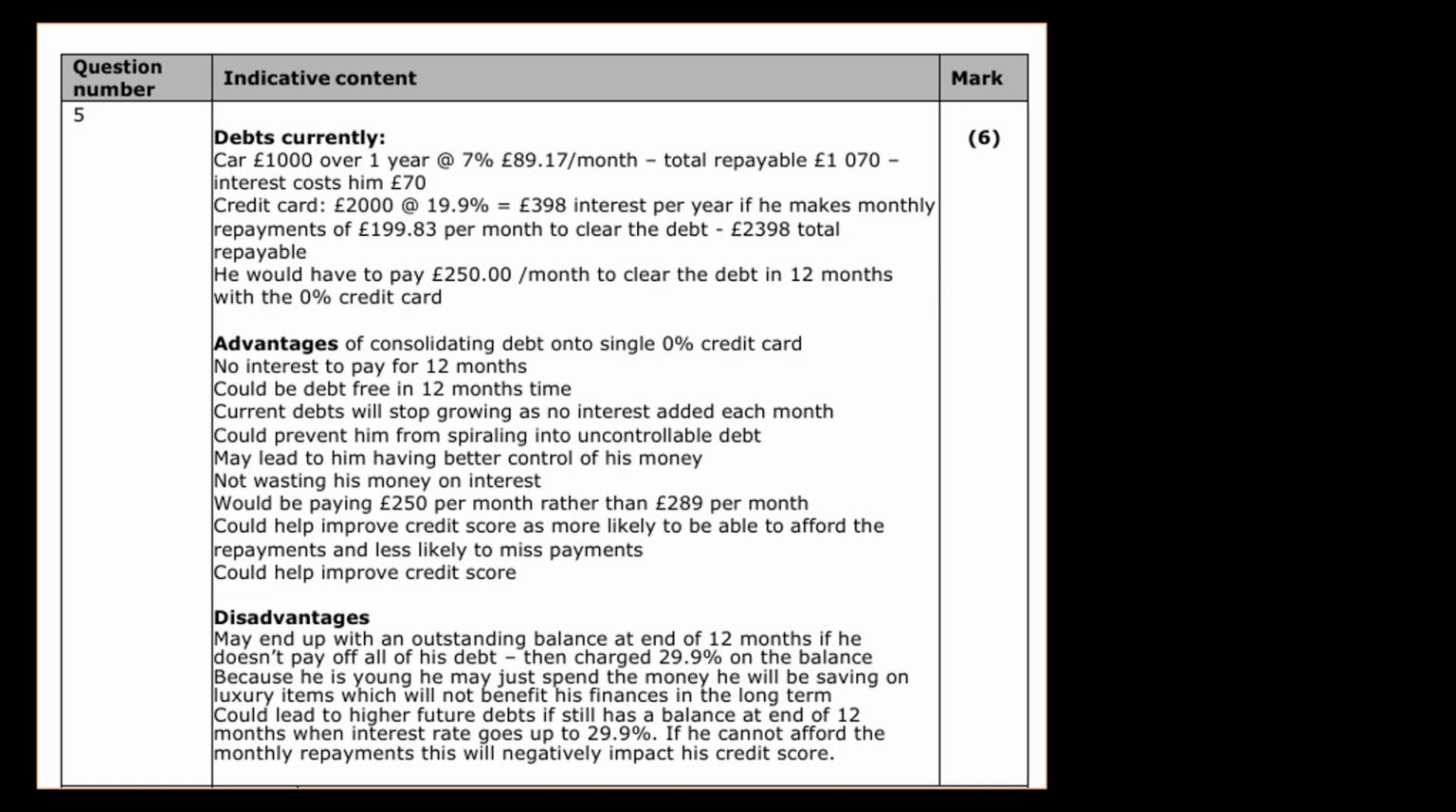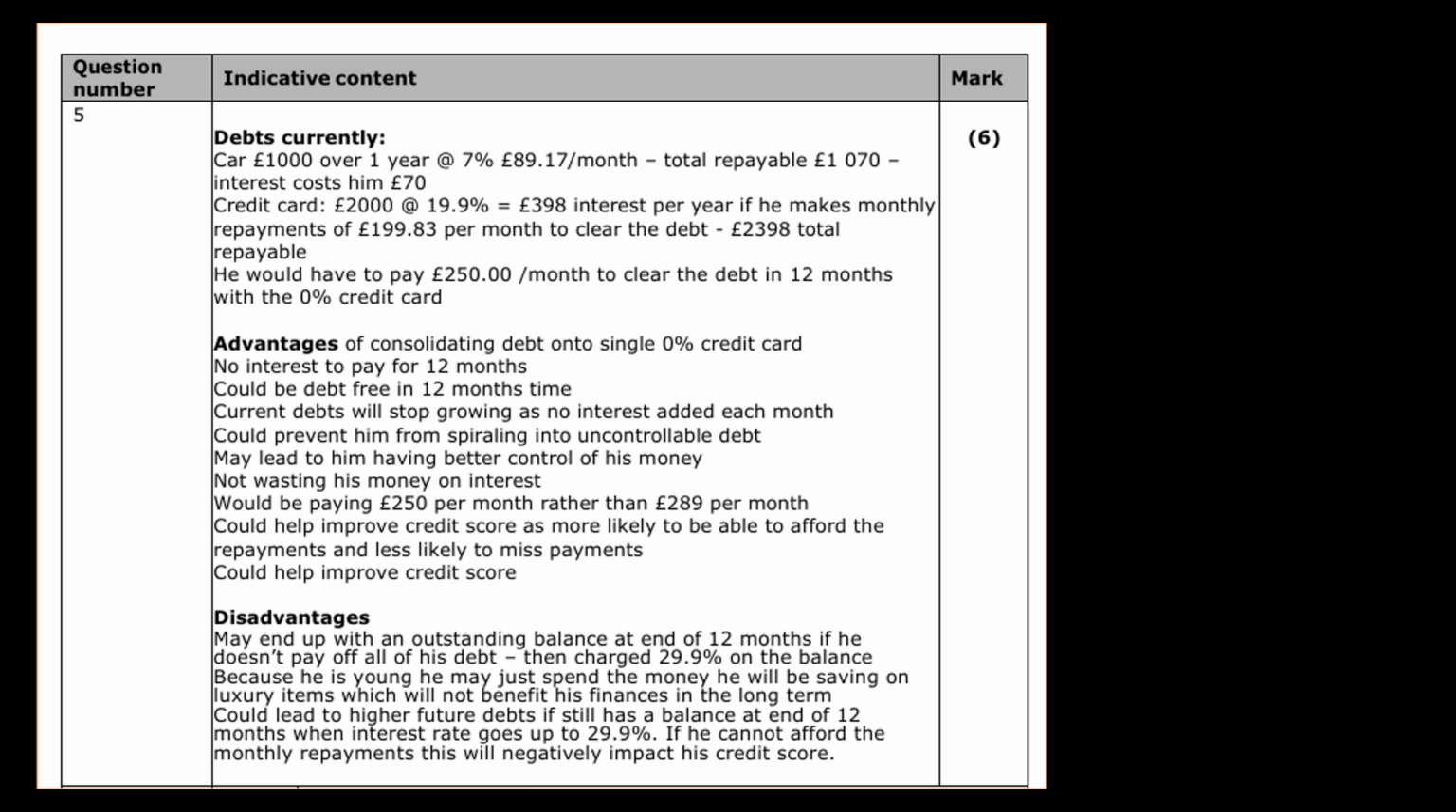So here's the mark scheme for this particular question. Now, interestingly, this particular question was divided up into 3 areas, where you could show a little bit of calculation to show how much interest they might pay and things like that. So you can see the kind of calculations that are potentially done there. Did you do any calculations to demonstrate your understanding of the question? You could have done, maybe you should have done, but then it moves on to the advantages of consolidating the debt onto a single 0% credit card, and then of course the disadvantages.